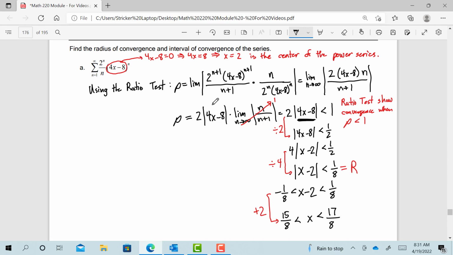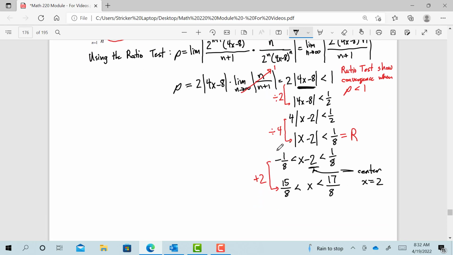17/8. So essentially, that's why 1/8 is the radius, because we're adding and subtracting it to our center, which was 2. Remember, this is the center, x equals 2.